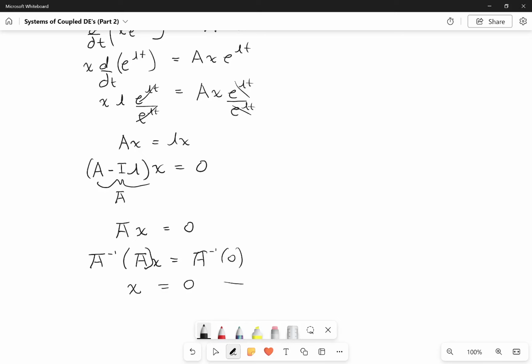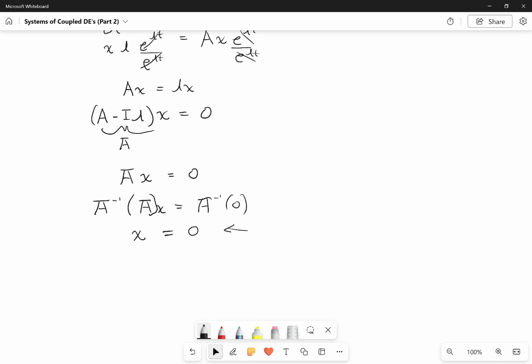Well, this right here, if A inverse exists, then there is no eigenvector. There is no x that's part of this eigenvector. So it's useless. It's basically saying that there are no eigenvectors. But that's the trivial solution. The 0 vector being a solution is not useful. So we don't want A inverse to exist.